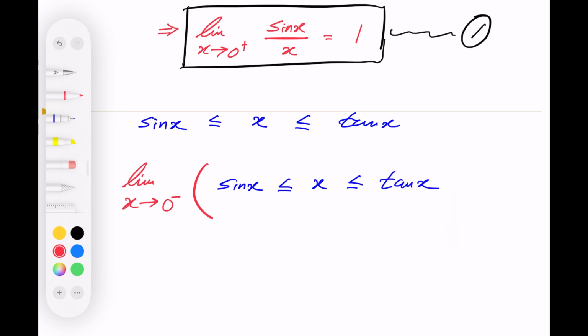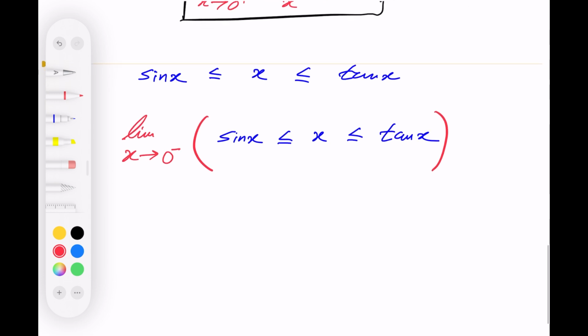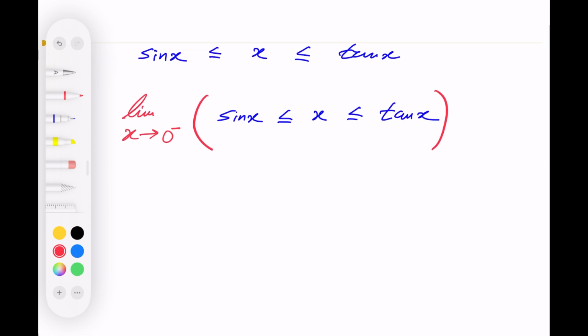Close the parenthesis. Now again I need to ask that question. Can I go ahead and divide everything by sine x? To answer that question, in this case also, I have to look at two things. First, is sine x equal to 0?